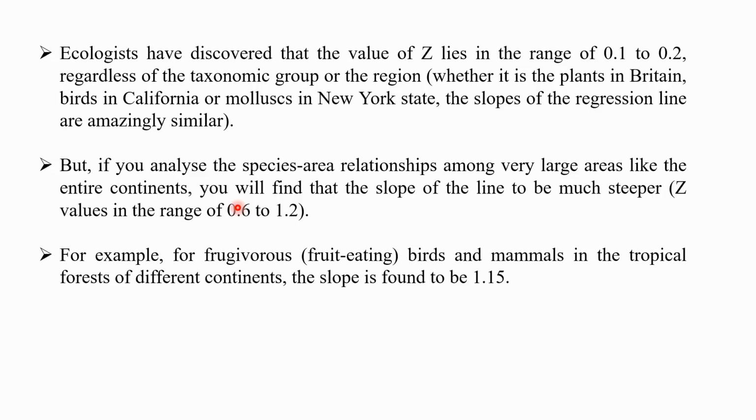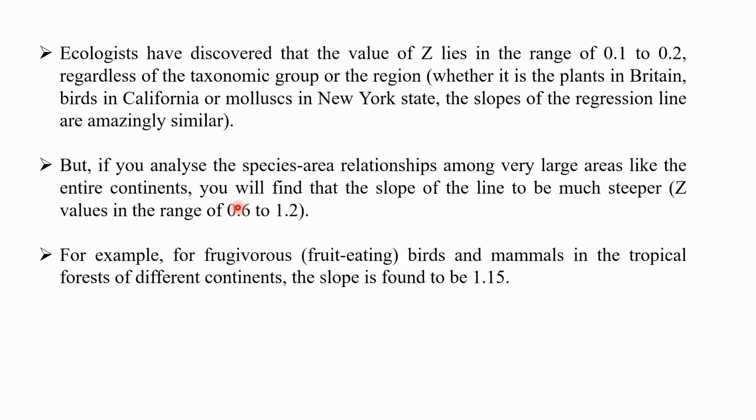If we talk about smaller areas, then regardless of the taxonomic group or the region, the value of Z usually lies between 0.1 and 0.2. But if we analyze the species area relationship among very large areas like the entire continents, we find the slope of the line to be much steeper, and the Z value lies in the range of 0.6 to 1.2.